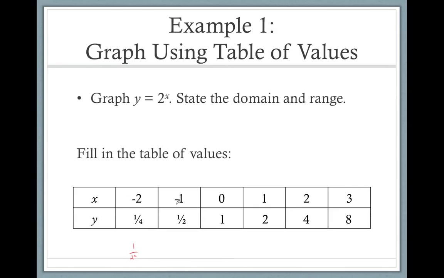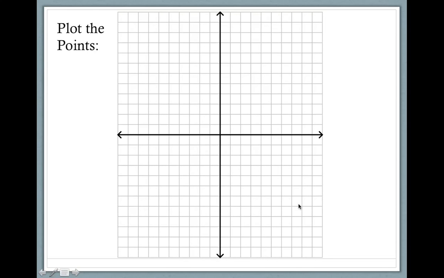And then similarly, the -1 means 2 to the -1, or 1 over 2 to the first, so that's 1/2. And then a 0 exponent always gives you 1. 1 will give you 2, and 2 will give you 4, 3 will give you 8. So these are our ordered pairs right here in the table. So now on your graph, take a minute and plot those points.